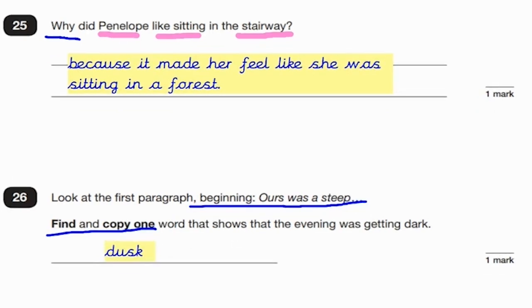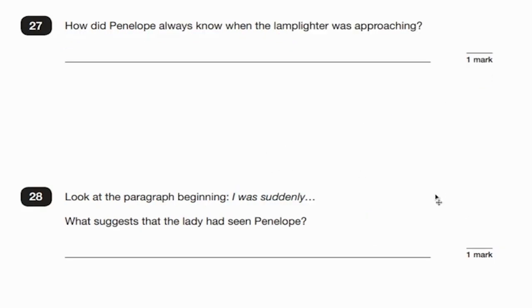Okay, let's move on. So question 27. How did Penelope always know when the lamplighter was approaching? So it's a how question. So this is another inference question. And how does she know that the lamplighter was approaching? So the keyword in this question is lamplighter. Again, we're going to be looking at that first paragraph. It's about Penelope. So let's have a look.